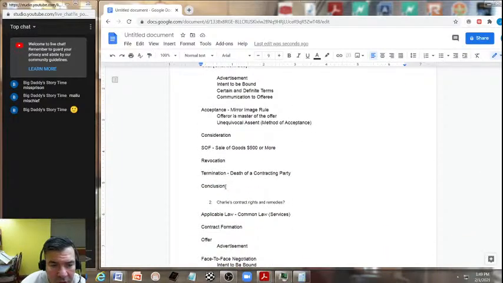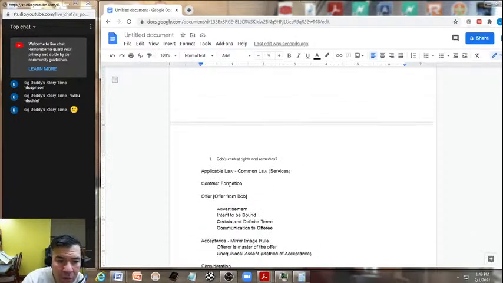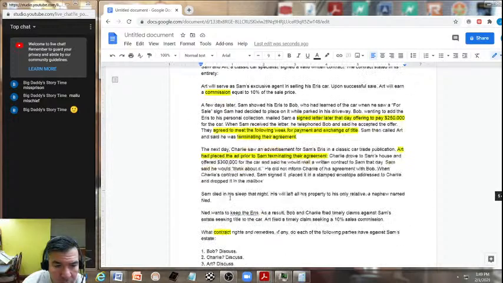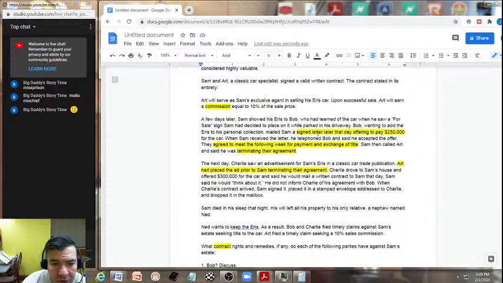Let's see here. We're taking a look. Okay, first of all, going through the Bob contract, was there an acceptance up here under the Bob contract? Signed a letter that day. When Sam received the letter, he telephoned Bob and said he accepted the offer. They agreed to meet the following week for the payment exchange of title. Sam then called Art and said he was terminating their agreement. There's your revocation.